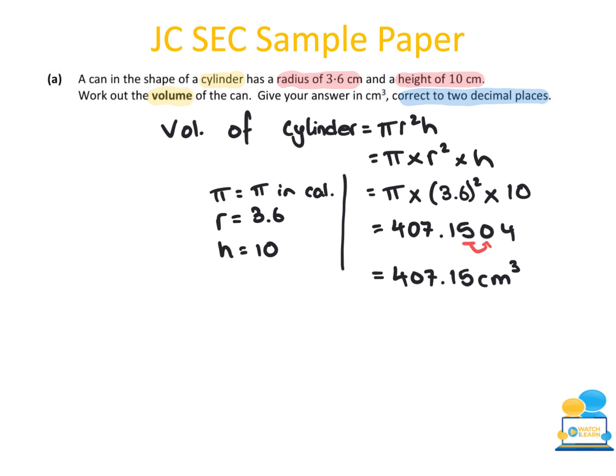That I got there, 407.1504. So if that confused you, you have your S to D button in your calculator to help you get away from your answer being in terms of pi.